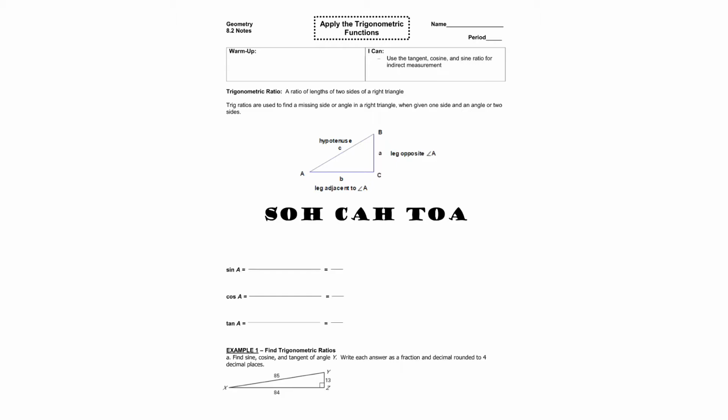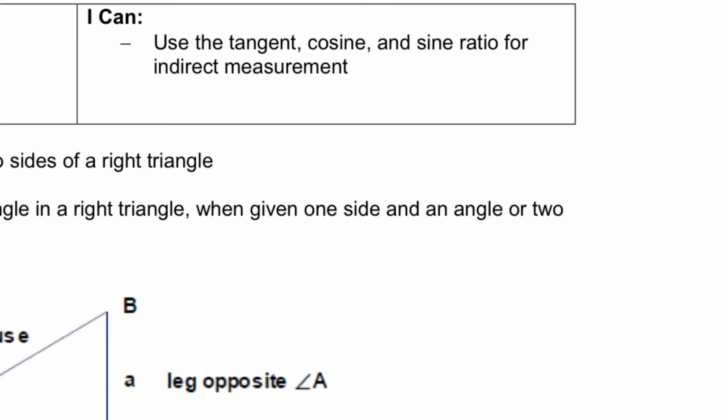We're going to start Chapter 8 by looking at Section 8-2. So let's zoom in at the box at the top of the page where it says what your objective is. What it says in the box is "I can." You're going to be able to use the tangent ratio, which is abbreviated TAN, the cosine ratio, abbreviated COS, and the sine ratio, which is abbreviated SIN.